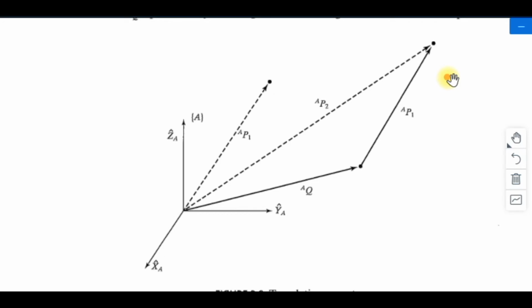Good, very good. That is vector addition. Because AQ and AP1 is a vector. So as per the vector triangle rules, AP2 is AQ plus AP1. This is not the simple addition, it is vector addition. So it follows the vector addition rules.